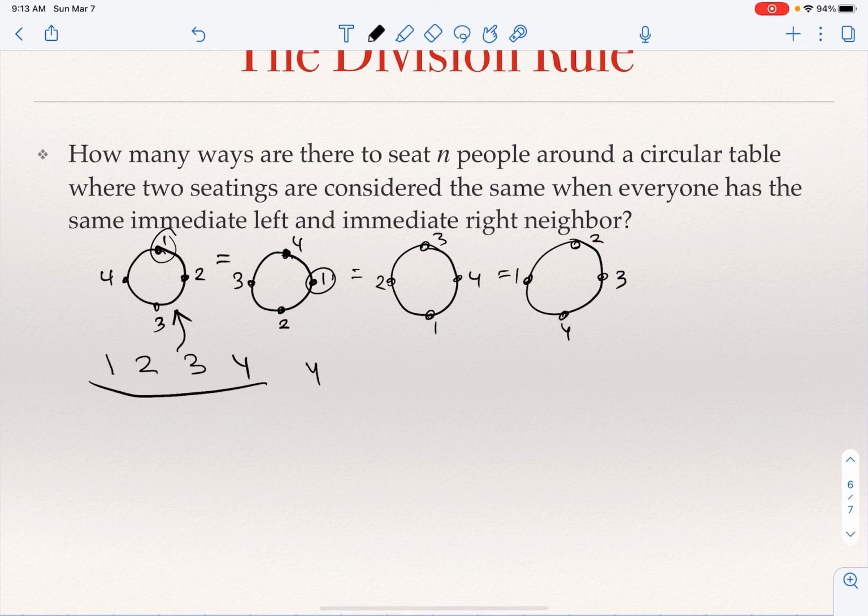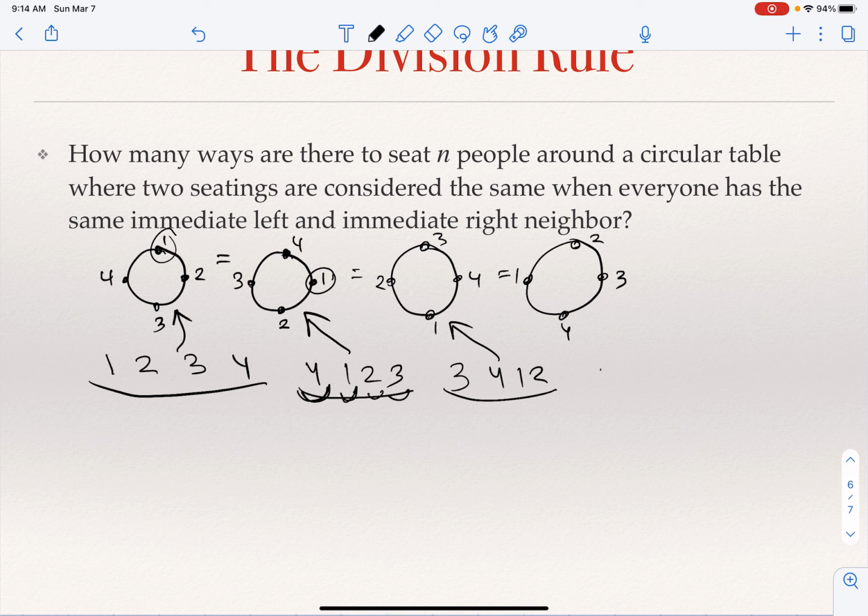It is the 4, 1, 2, 3. This one corresponds to this seating, right? Because the first one is at the top of the table, then going clockwise, then 1, 2, 3. Then the other one is 3, 4, 1, 2. This will be this one. And the other one is 2, 3, 4, 1. It will be this one here, right?